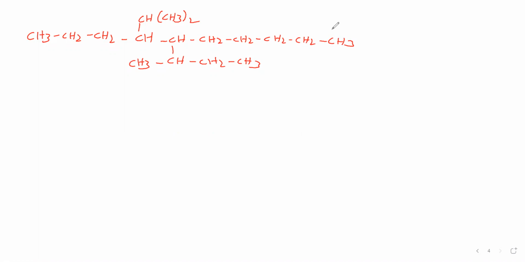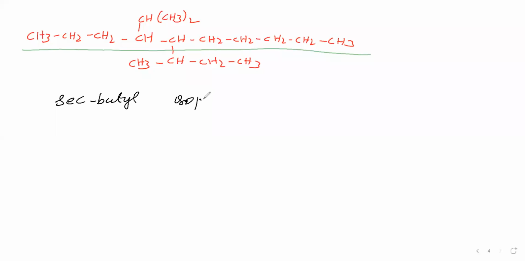We will see. We will select the parent chain here. This is the main parent chain. Then we will give the positions. The branches: this is one branch, called secondary butyl. This other branch is called isopropyl. Now we have to say which comes first, secondary butyl or isopropyl.